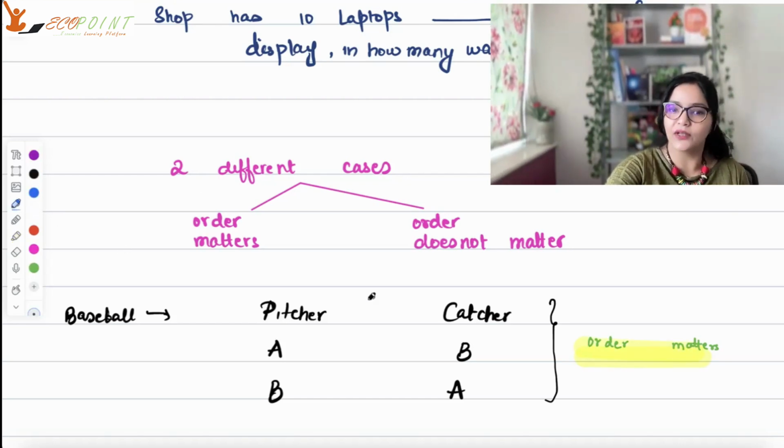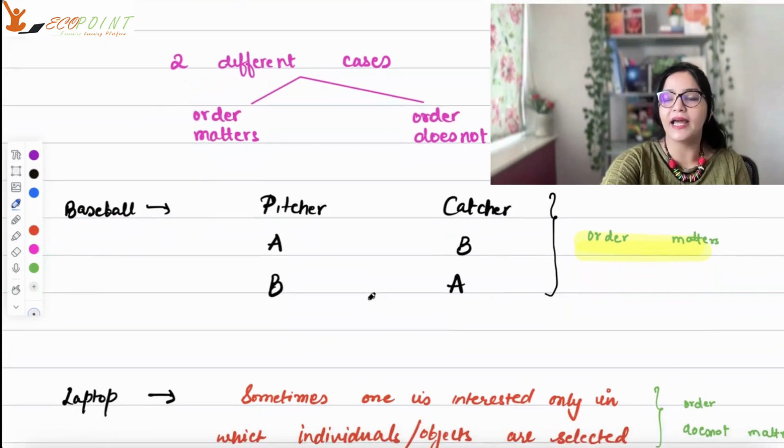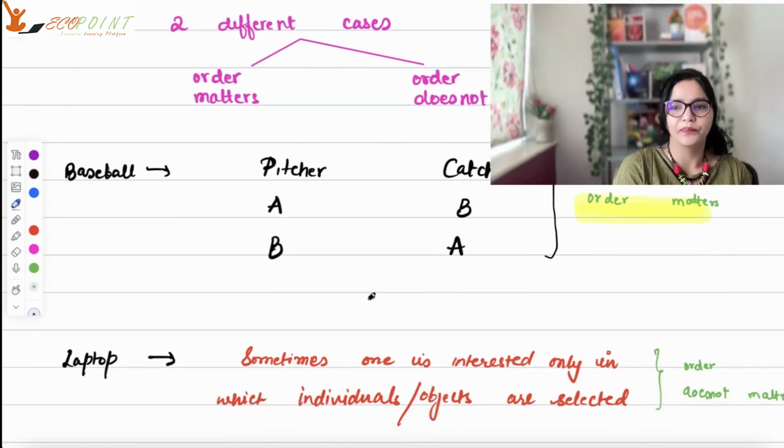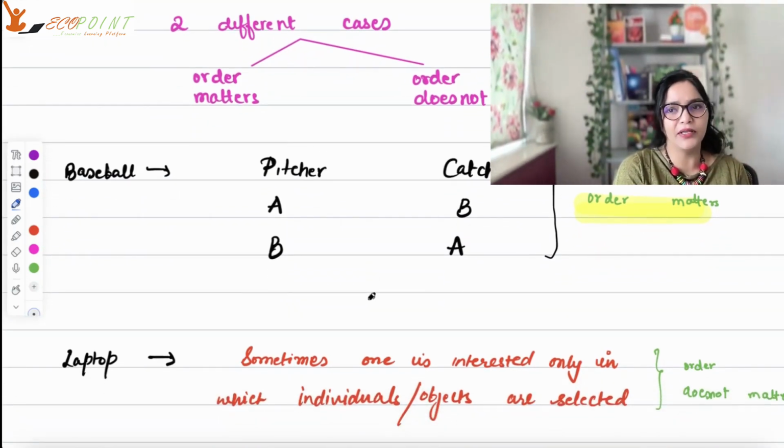But there could be certain scenarios where order does not matter. In the laptop case, if you want to put any three out of the 10 laptops on display, do you think the order will matter? No, the order perhaps will not matter if they're almost the same kind of laptops. Somebody just looking into the shop needs to see that laptops are available here, so it doesn't matter which laptop is out there.